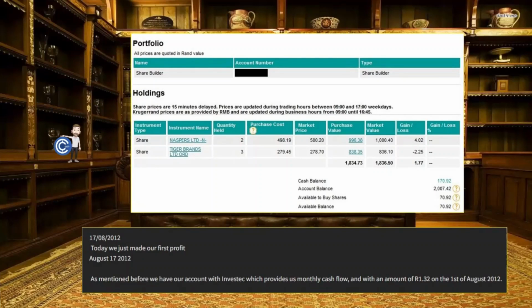This is an actual screenshot from the 17th of August 2012, 10 years ago, where I had bought my first two shares for less than 1,000 Rand each, and shows my first profit of 1 Rand 77 cents, which I was very excited about. So it's not about where you start, it's about keeping at it to build something really special for yourself.